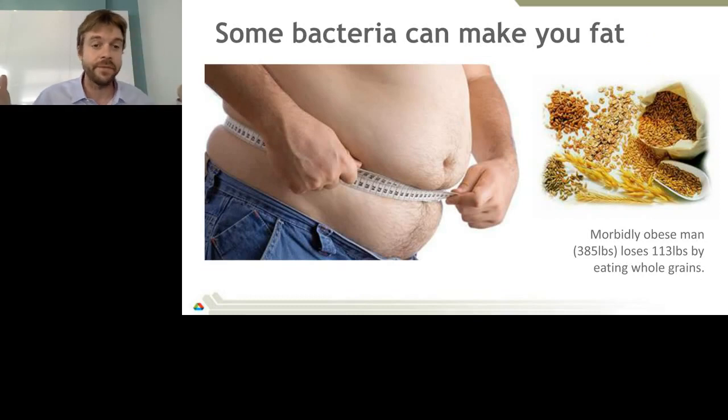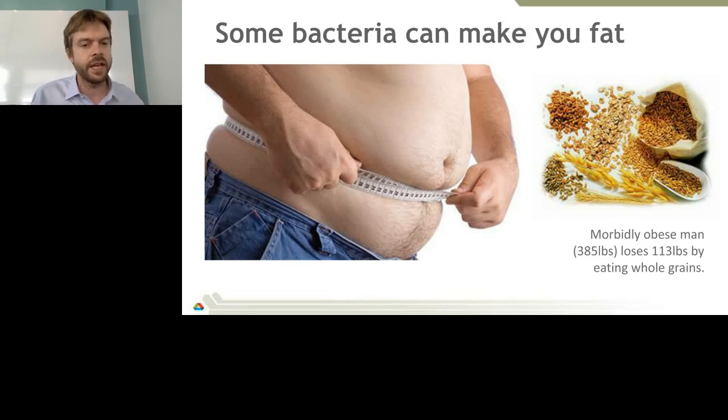We know that bacteria can make you fat as well. And this has been very well publicized through many research groups around the country. One great study from Liping Zhao in Shanghai demonstrated that when a morbidly obese person goes on a significant diet, in this case a diet of traditional Chinese whole grains, they also show a significant shift in their microbiome. In this one instance, in the study with Liping Zhao, the individual weighed 385 pounds. He lost 113 pounds by eating a diet of whole grains. And this was in about 9 months.